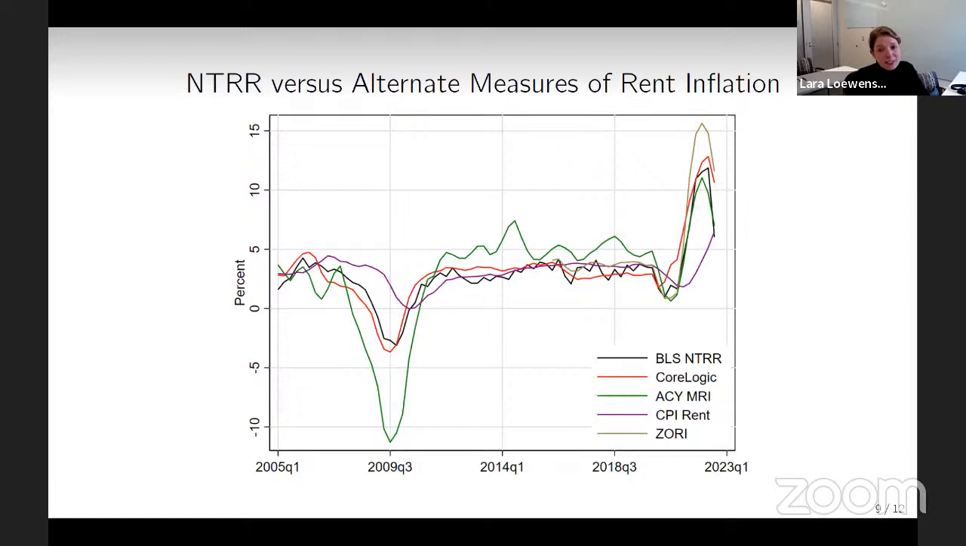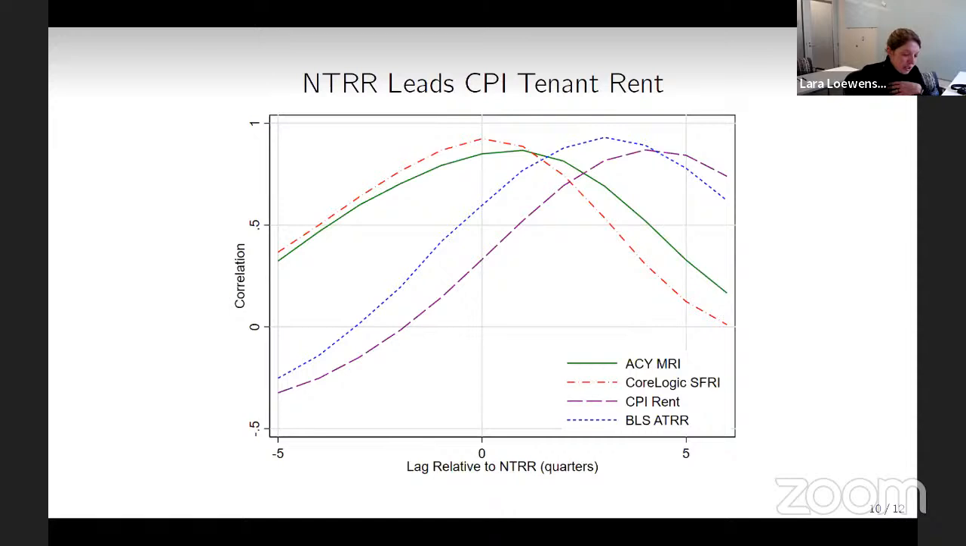As you remember, when we just changed the methodology to all tenants, but a repeat rent index, we found something very similar to CPI rent in purple. But when we limit to new tenants, we get something that's much closer to these alternative measures that shows much higher inflation over the course of 2021 and 2022 than we do in the official CPI tenant rent. And then lastly, what we want to do is look at how much CPI tenant rent is lagging our new tenant repeat rent index and other measures.